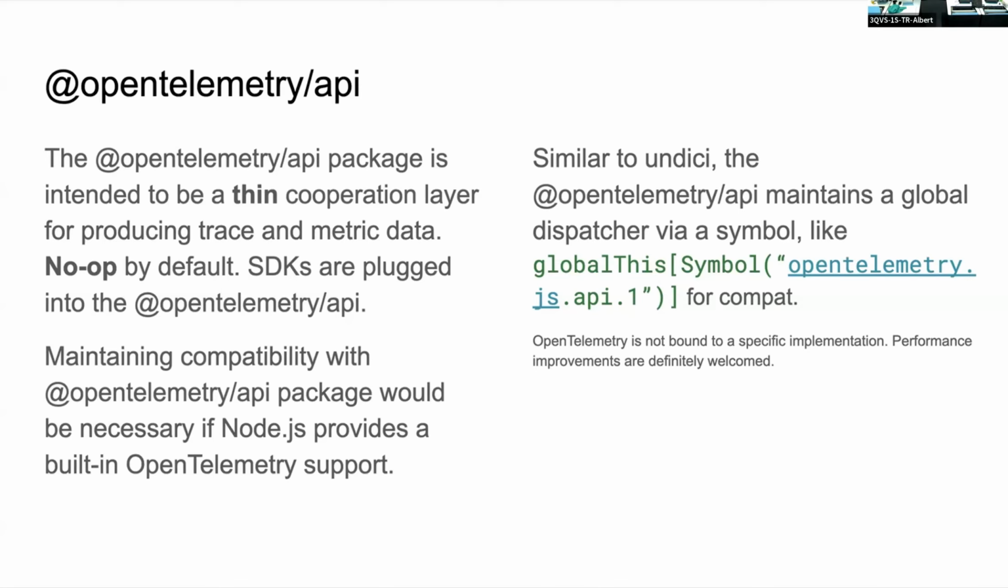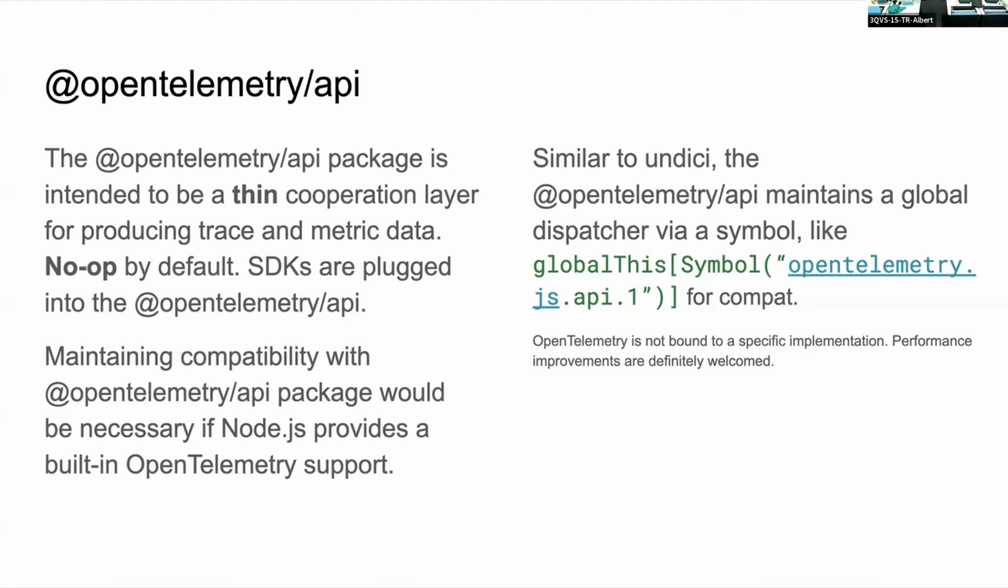that with the current npm package, which is done by a global state, called the global this symbol OpenTelemetry.js.api.1, which is a similar approach to what we did in Undici for the Undici dispatcher. So it's similar in OpenTelemetry: this global this state is a global dispatcher that dispatches the API operations in the OpenTelemetry API npm package to the installed OpenTelemetry SDK packages. This maintains compatibility with the current OpenTelemetry API adoptions, and it will allow people to have built-in OpenTelemetry support.